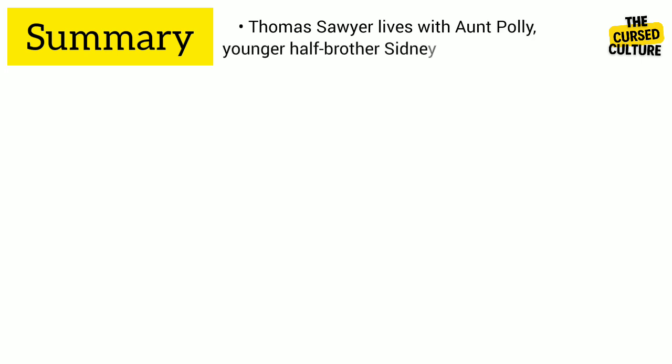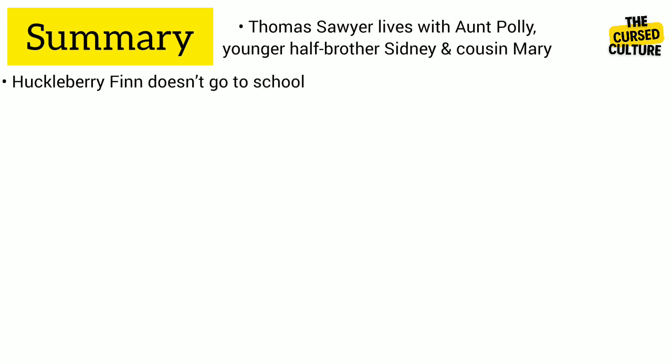The novel begins with Thomas Sawyer, an orphan, living with his Aunt Polly, younger half-brother Sidney, and cousin Mary. In contrast to the obedient Sid, Tom often faces reprimands from Aunt Polly due to his mischievousness. Preferring not to attend school, he sneaks out at night with his friend Huckleberry Finn, who doesn't attend school and has a drunk father. Despite his aversion to school, Tom is clever and adept at evading punishment, were it not for Sid's tendency to tattletale on him.